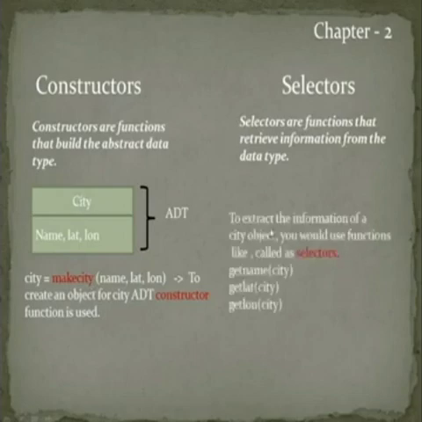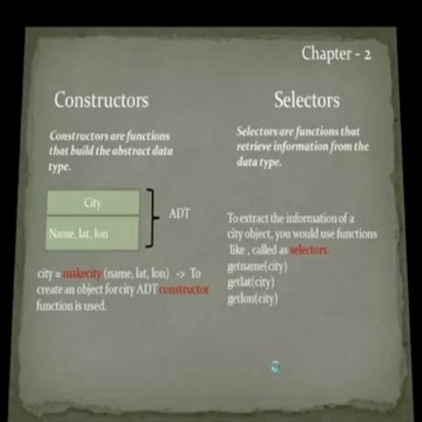Then what about the selectors? To extract the information of a city object, you should use functions like get name, get latitude, get longitude of city. Make city is also a function. Get name is also a function. But make city creates an object for the abstract data type, so it comes under the concept of constructor. Get name is retrieving the information from the object city, so it comes under the category of selectors. Let's see another example.